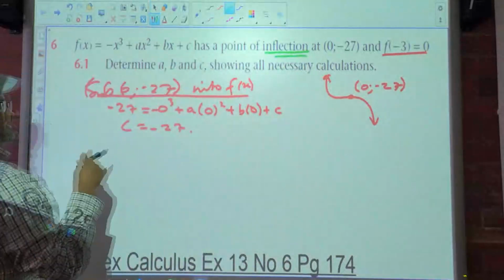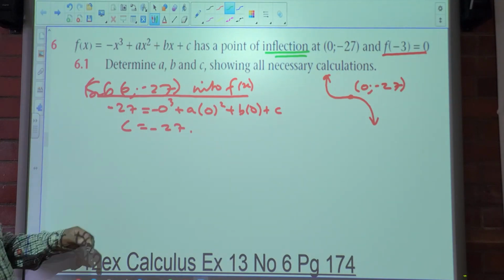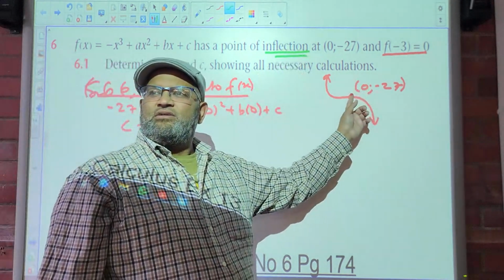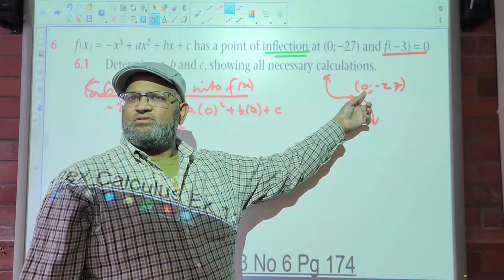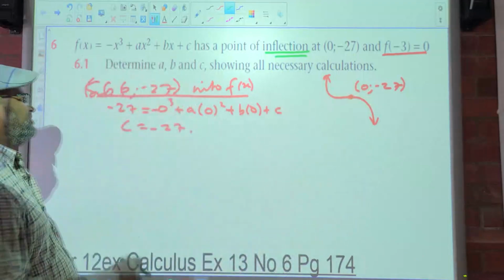So the point of inflection is the second derivative. When I set that equal to 0, I get my x value out at that point, not so. However, if we look here, we have the x value. So we know that x is going to be 0 at the point of inflection, and the second derivative will equal 0 at the point of inflection.